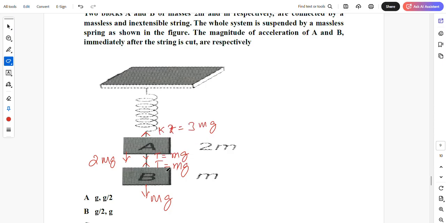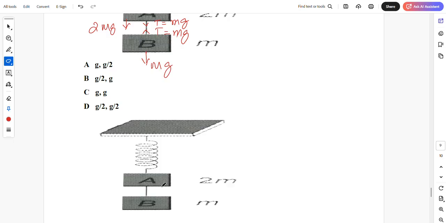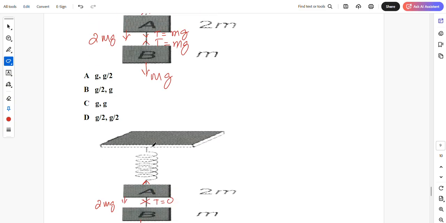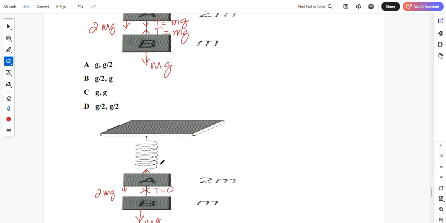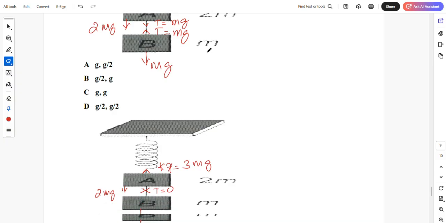Now if this is suddenly cut, what happens to tension? Tension will be 0. This weight is mg as it is, and this is 2mg. There is no effect on the spring force. Spring force will be as it is. Kx, how much was it earlier? It was 3mg. It will be Kx equal to 3mg itself.